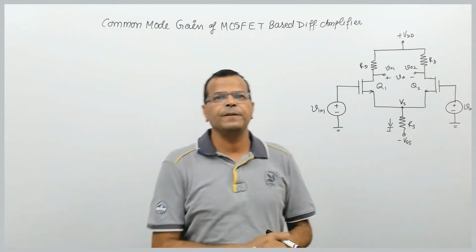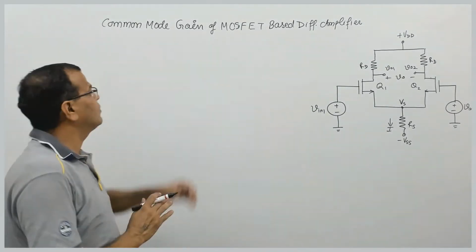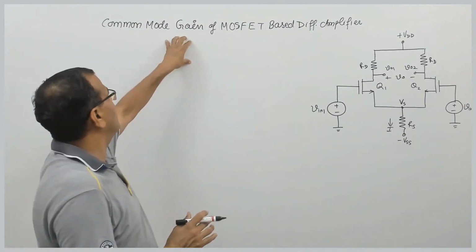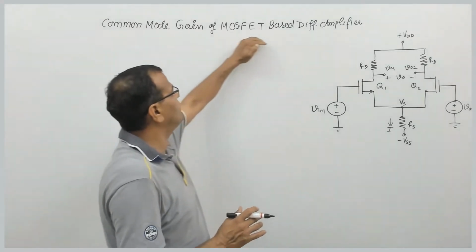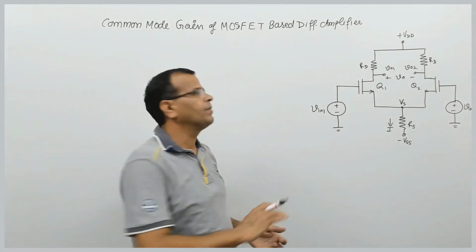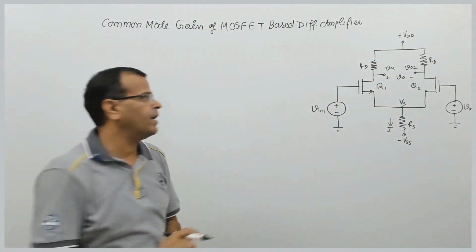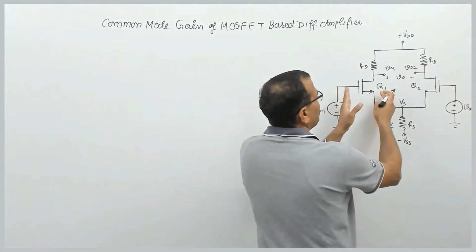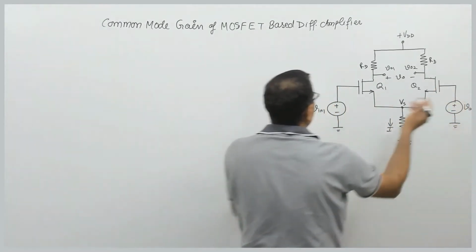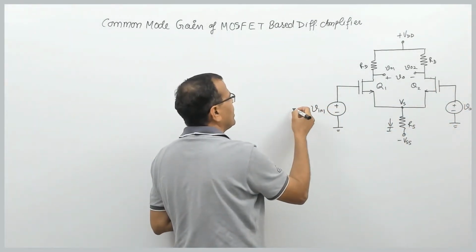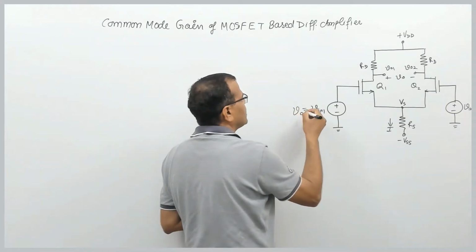Hello friends, now we will talk about the common mode gain of MOSFET based differential amplifier. This is the circuit diagram of MOSFET based differential amplifier where we have inputs applied to Q1 and Q2 separately, and for common mode gain both are same.